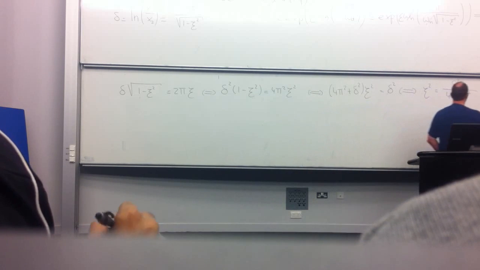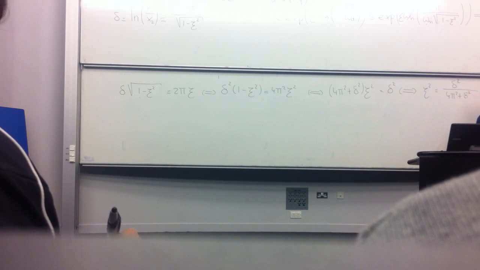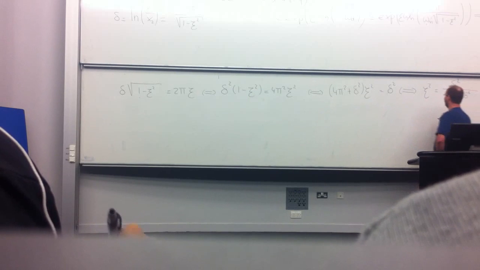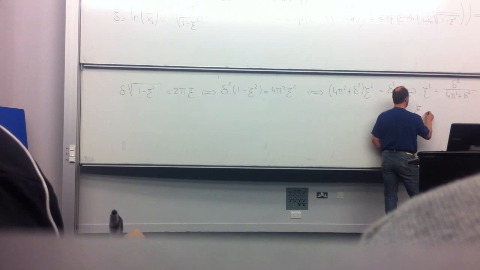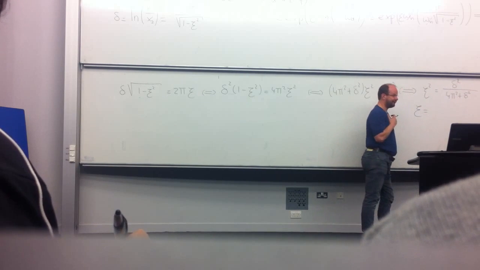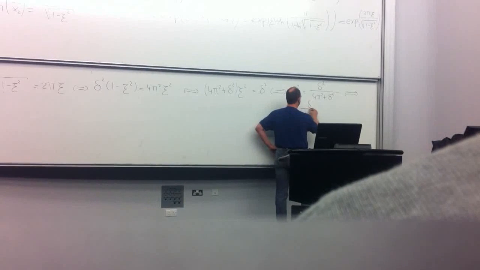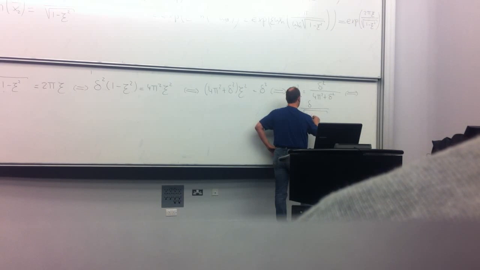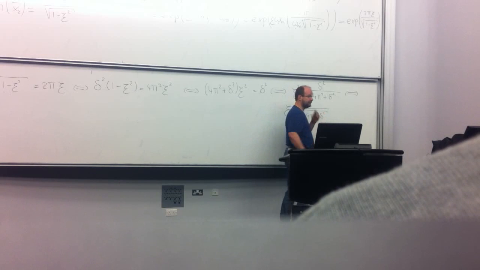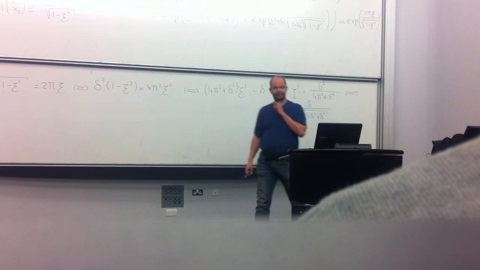And then the last step, I want theta, not theta squared. So take the square root of everything. So I get theta, the square root of delta squared, which is delta, divided by the square root of 4 pi squared plus delta squared.